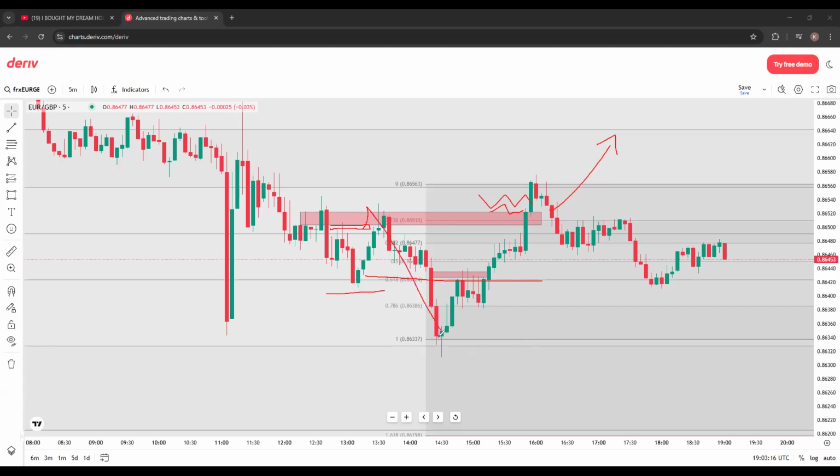Okay. So for the other instances, the break of structure, what if the market breaks structure and then it just continues buying straight away? It's very much possible. It's very much normal. It's very, very normal.